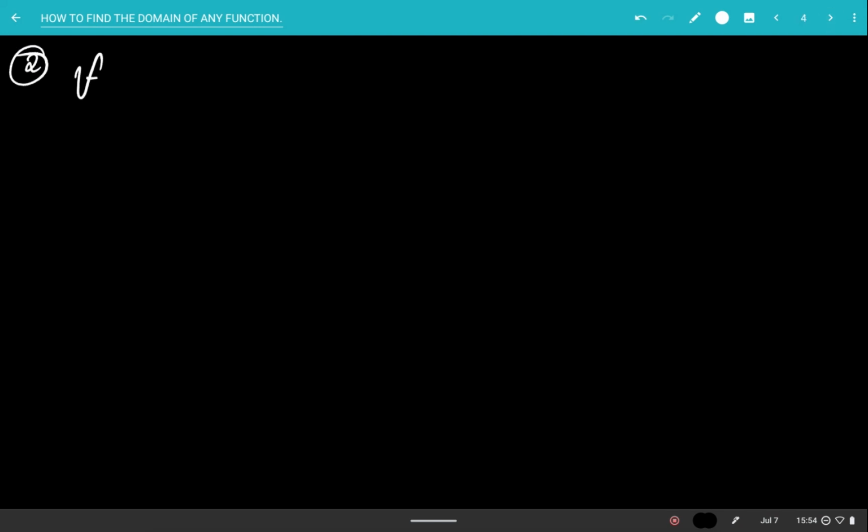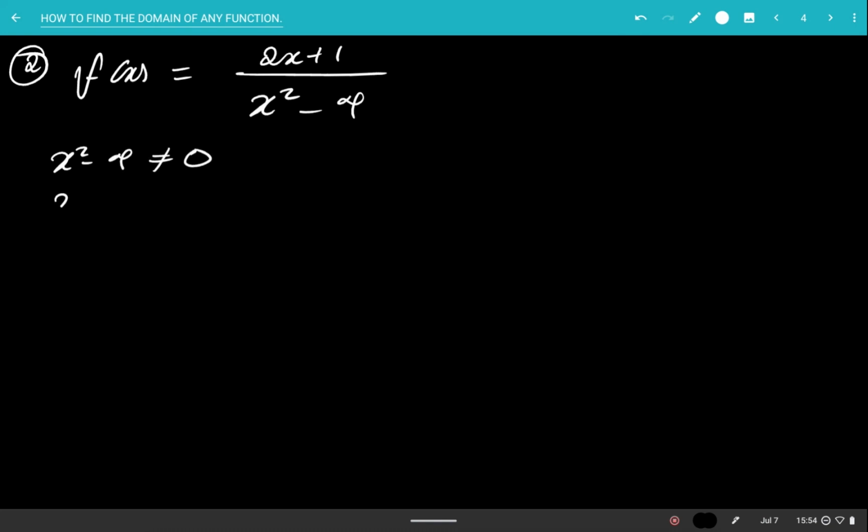Say we have f of x is equal to 2x plus 1 over x squared minus 4. The first thing we're supposed to do is to set the bottom not equal to 0. My bottom is x squared minus 4, and this should never be 0. So if I solve for x, it means that x squared should not equal 4. We take the square root of both sides, so x should not equal positive 2, or x should not equal minus 2.